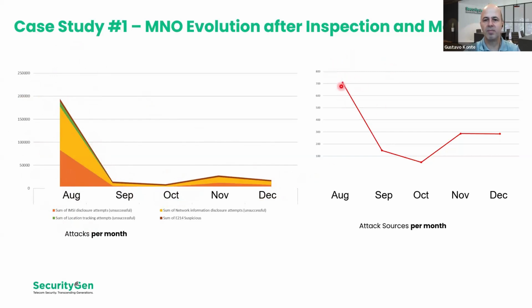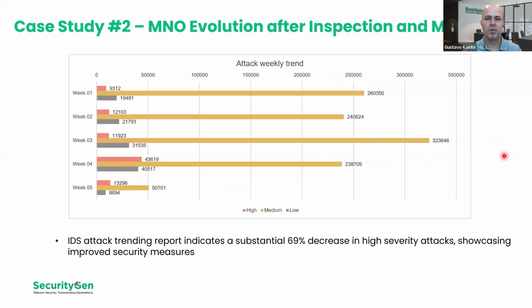When we started, 700 sources of attack were detected. After 5 months, less than 300 sources of attack. So this is the usual pattern we see when we implement monitoring. For other operators, it is a matter of weeks. So this is like a month in the life of the operator.